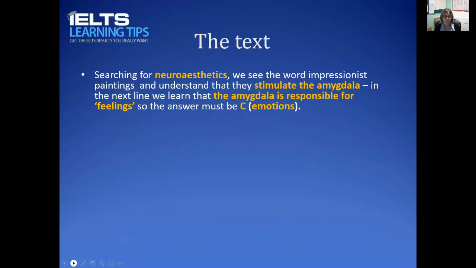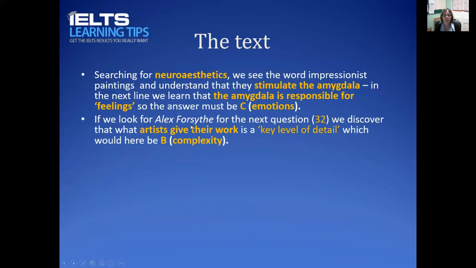Okay, so going on to 32, we're looking for the name. I mentioned that before, Alex Forsyth. And that's easy to find. And then we find out what this particular researcher, I think a university lecturer, is doing. And the information is that artists give their work a key level of detail. So this is the bit that is missing in the summary. And that equates to complexity in the choices, which is B.